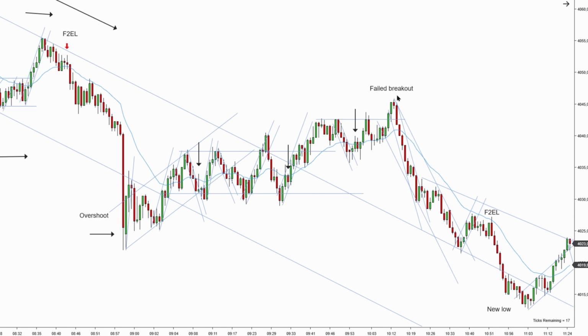Failed breakout, very tempting because you have a static resistance. It looks like the last push up. It even looks like a first leg, second leg. But all of these setups are a little bit more advanced and more selective.